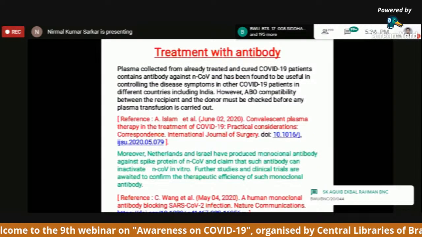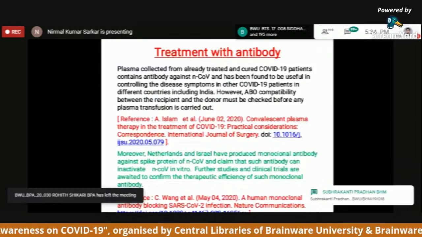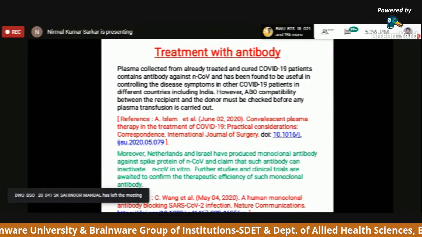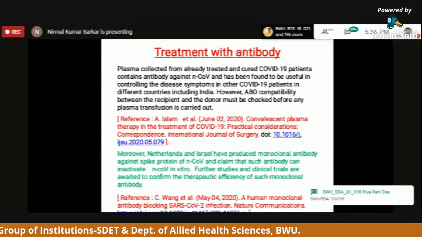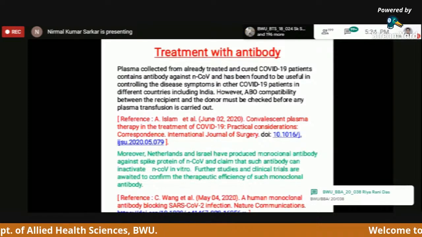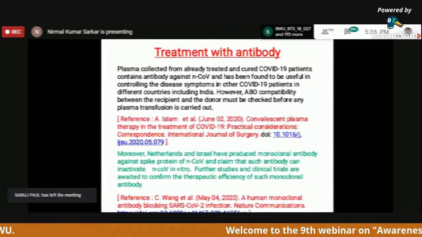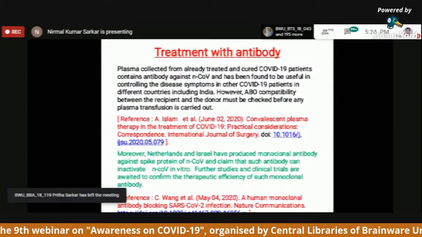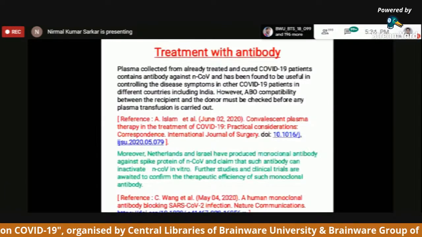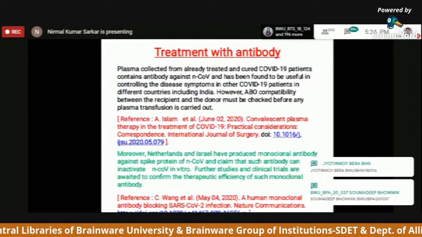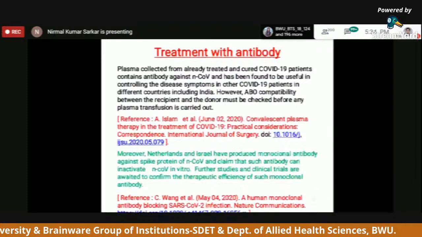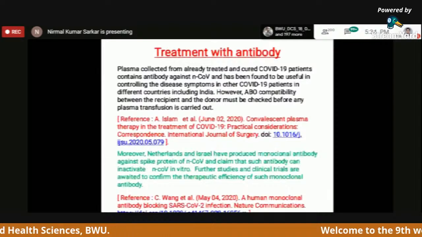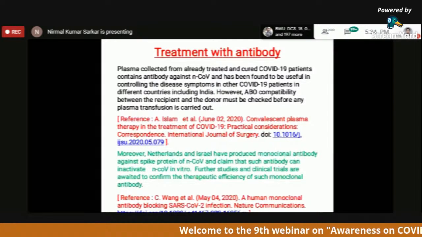Treatment with antibody is another choice of treatment. Plasma is collected from already treated and cured COVID-19 patients. This plasma contains antibody against novel coronavirus. Such plasma has been found to be useful in controlling the symptoms in some patients in different countries, including India. However, plasma donors are not so frequently available. Moreover, ABO compatibility between the recipient and the donor must be checked before any plasma transfusion is started.